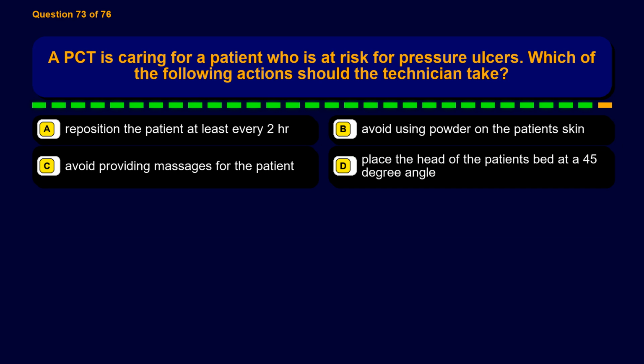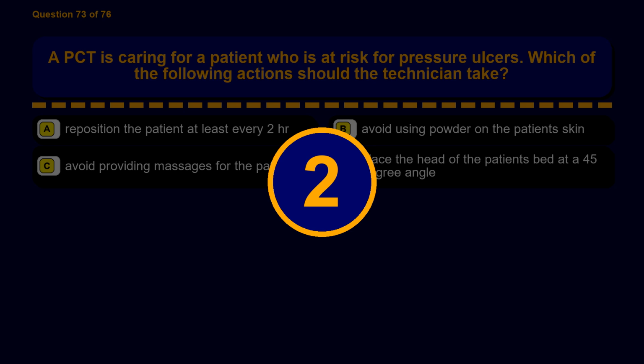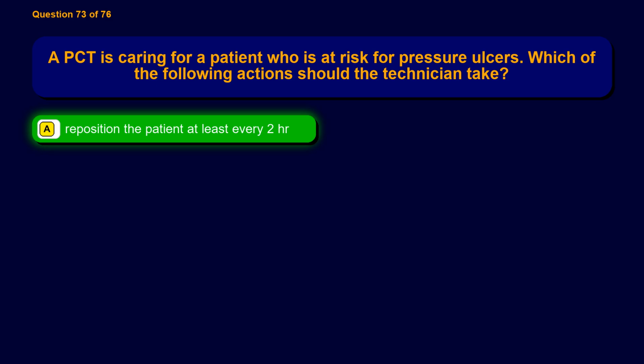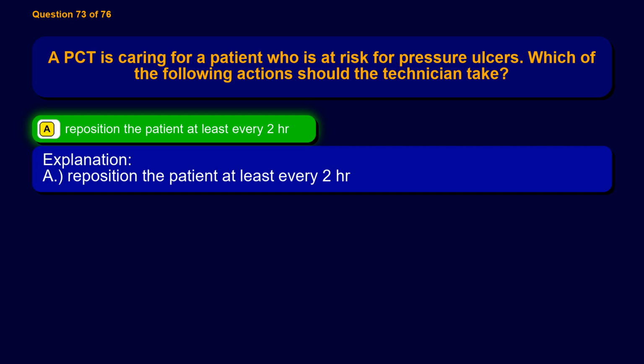Question 73. A PCT is caring for a patient who is at risk for pressure ulcers. Which of the following actions should the technician take? Option A, reposition the patient at least every 2 hours. Option B, avoid using powder on the patient's skin. Option C, avoid providing massages for the patient. Option D, place the head of the patient's bed at a 45-degree angle. The correct answer is option A, reposition the patient at least every 2 hours.